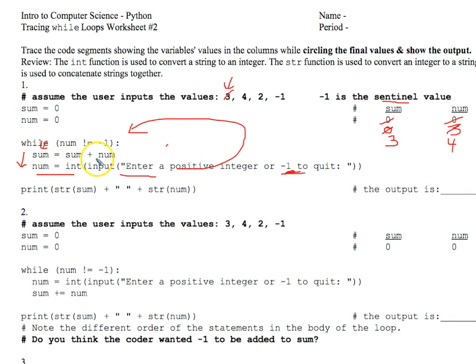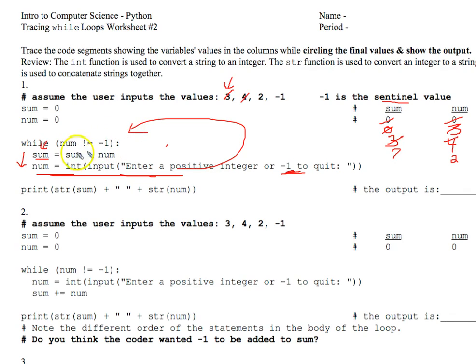Sum equals sum plus num. 3 plus 4 is 7. 7 plugs into the variable sum here. So cross this 3 out and make it a 7. And then the next number that gets inputted by the user is a 2. So it plugs in for num here. Carefully going slowly so I don't mess up. We loop back up to the top. 2 not equal to -1.